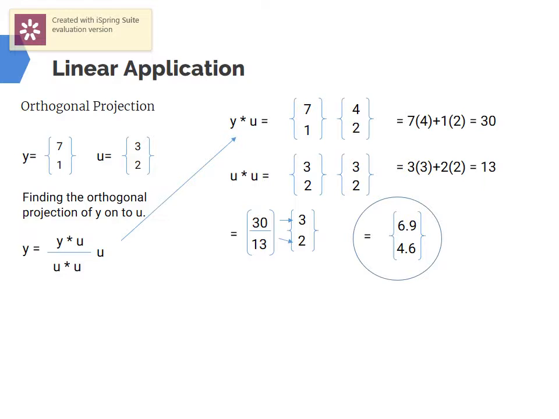Finding the orthogonal projection of y onto u, we have a y vector of 7 and 1 and a u vector of 3 and 2. There is an initial equation that goes with orthogonal projection, and it's y dot u divided by u dot u, multiplied by the matrix of u.